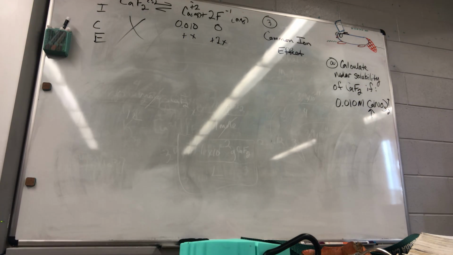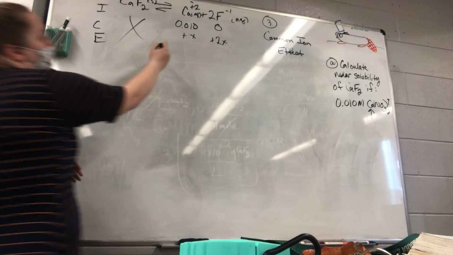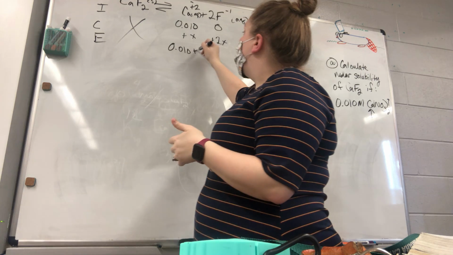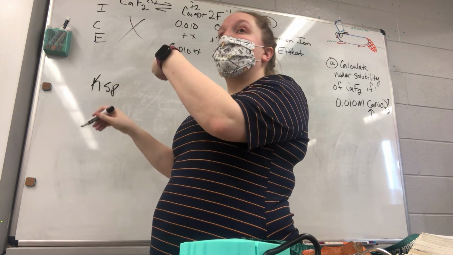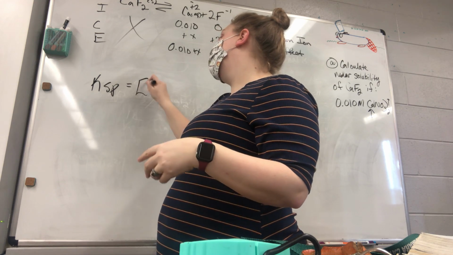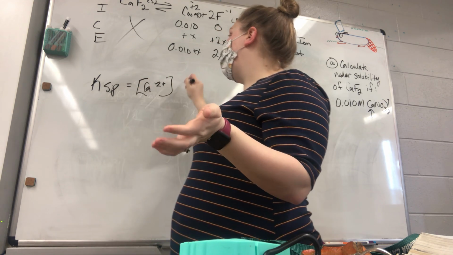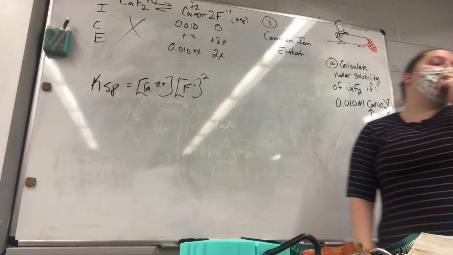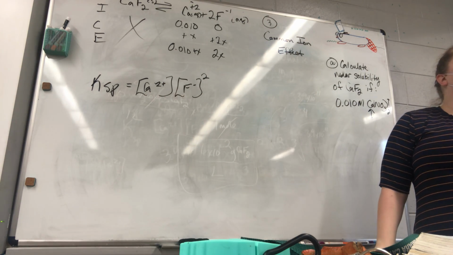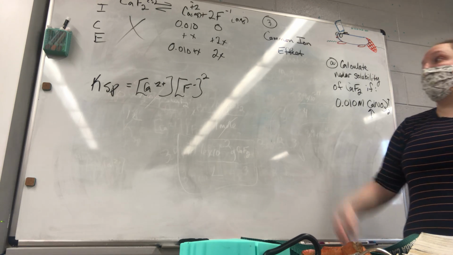From there, you've done this before. You've done this exact thing before. What do you do next? We're trying to find X at this point. What do we set up? The expression for KSP is the same one we talked about before. From there, what do we do? We plug numbers in.